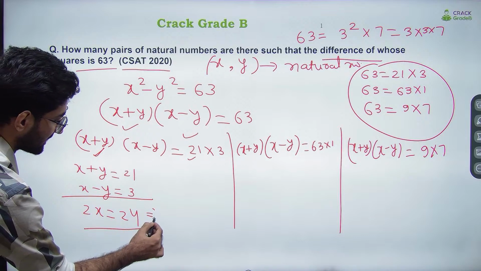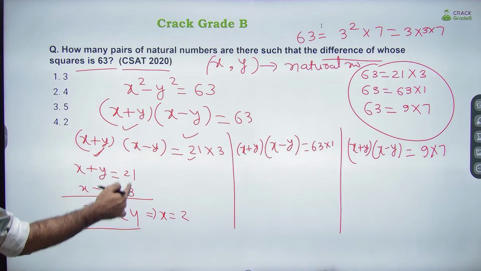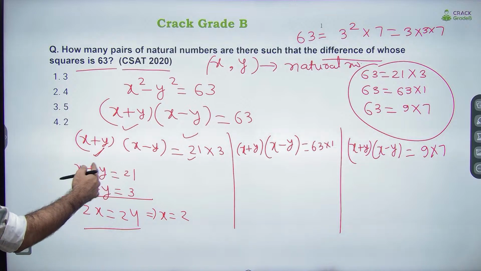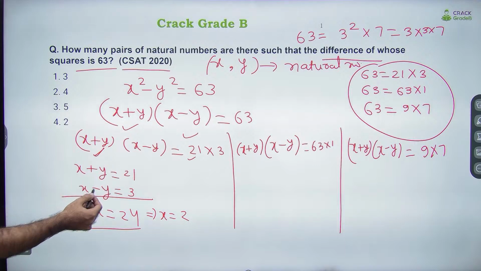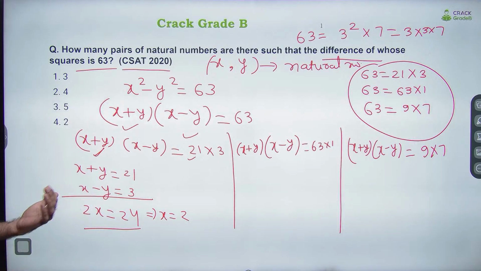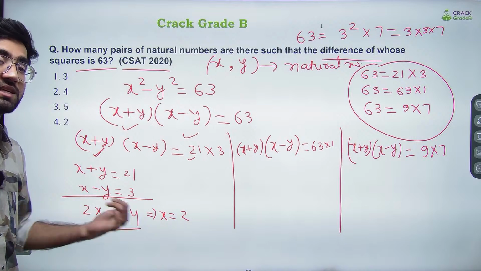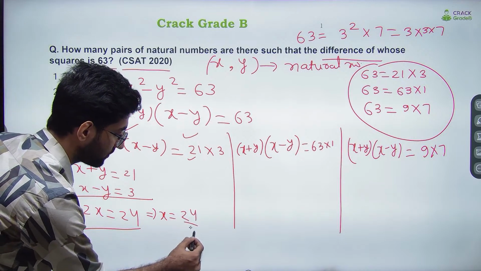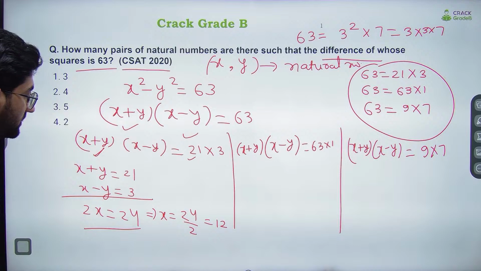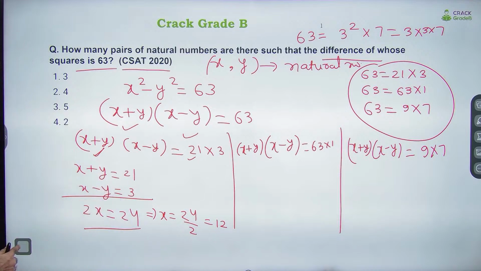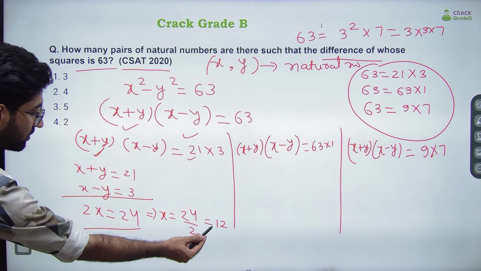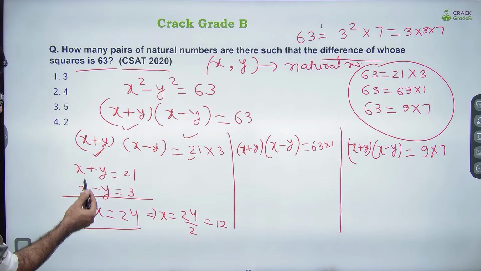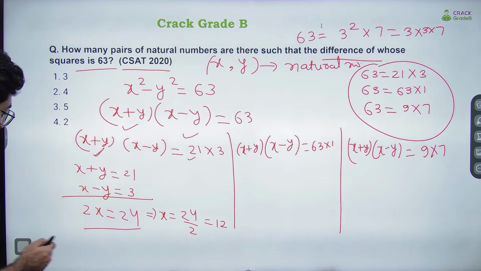If you add both equations, see, everyone solves these equations in his own way, but if you add these two equations, you will get 2x equal to 24. So x equal to 24 by 2, so x equal to 12. If you put the value of x equal to 12 in any one of these two equations, you will find the value of y. So let us put x equal to 12 in this equation.